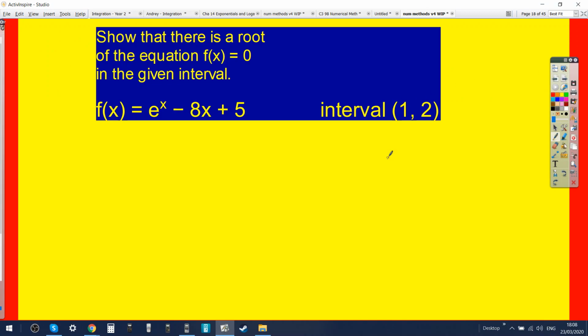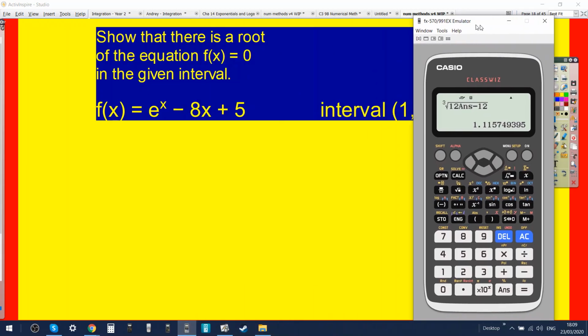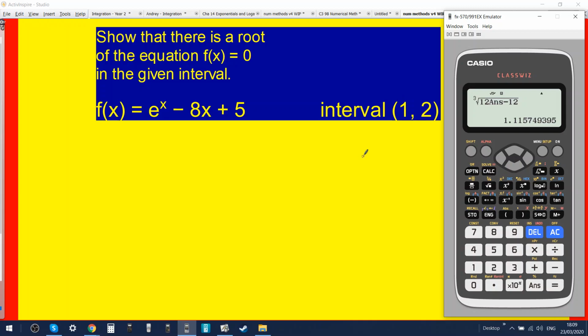So this one, show that there is a root. I get the feeling that this is wrong. How could you show that there's a root in this interval? So show that there's a root in the given interval. You make it equal to 0. Nope. Would you just... in the interval 1 to 2, you put 1 in, then you put 2 in and see if the sign changes? Yes. Now I think that this is wrong. But let's just see.